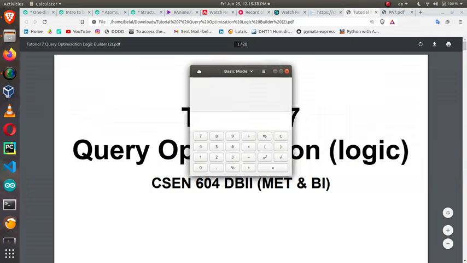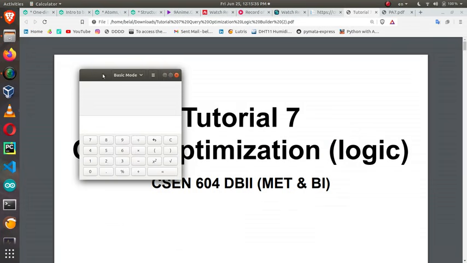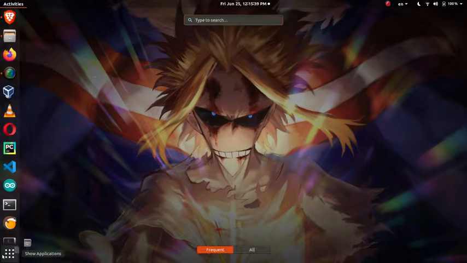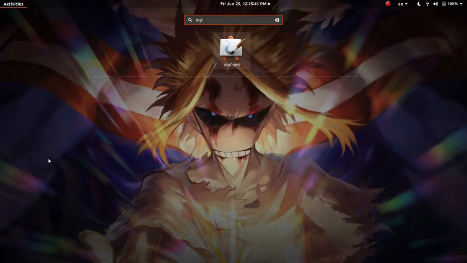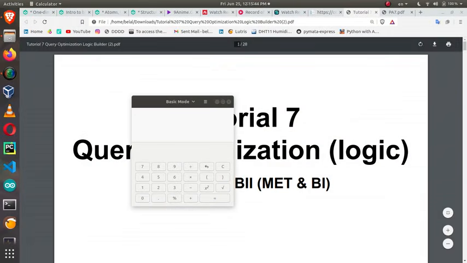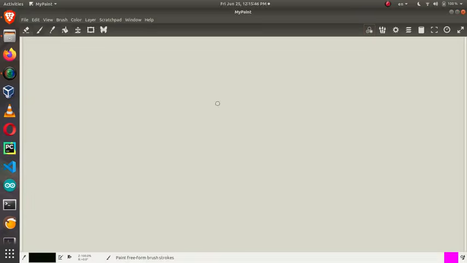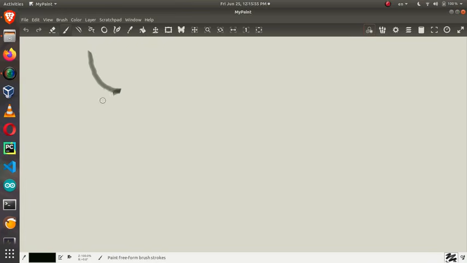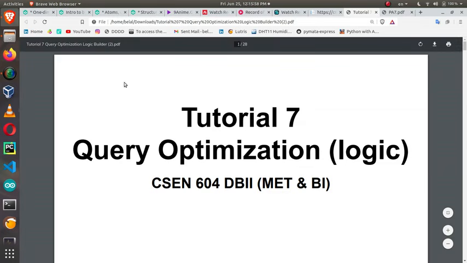Yeah, it takes time to load, takes some time. Okay, and we need a sketchpad. Yes, decrease the size of the brush. Okay, fine. Now we are ready to take tutorial 7.